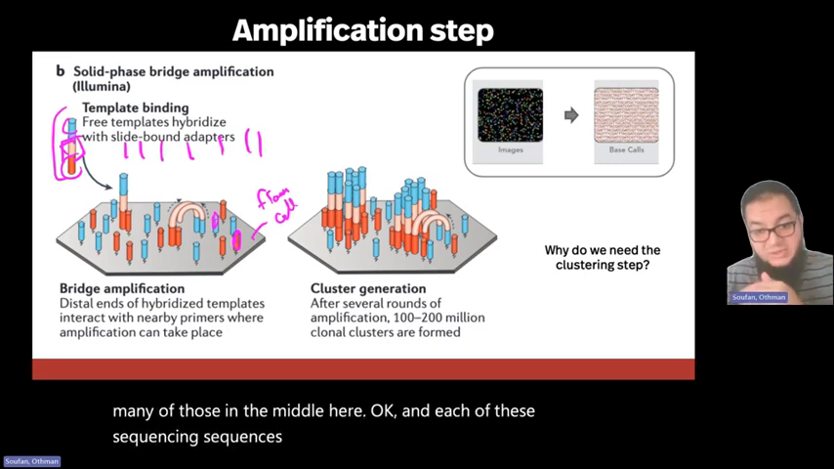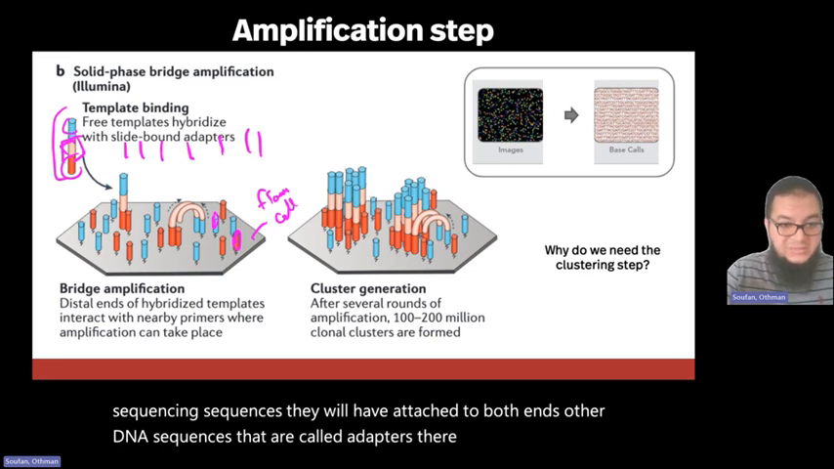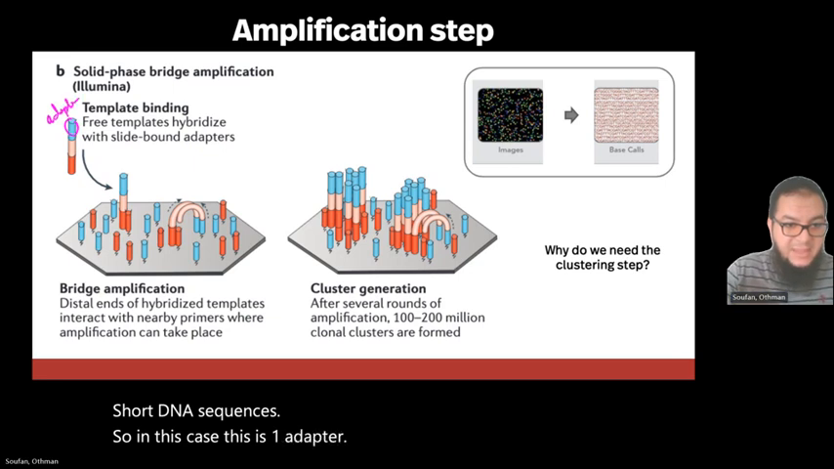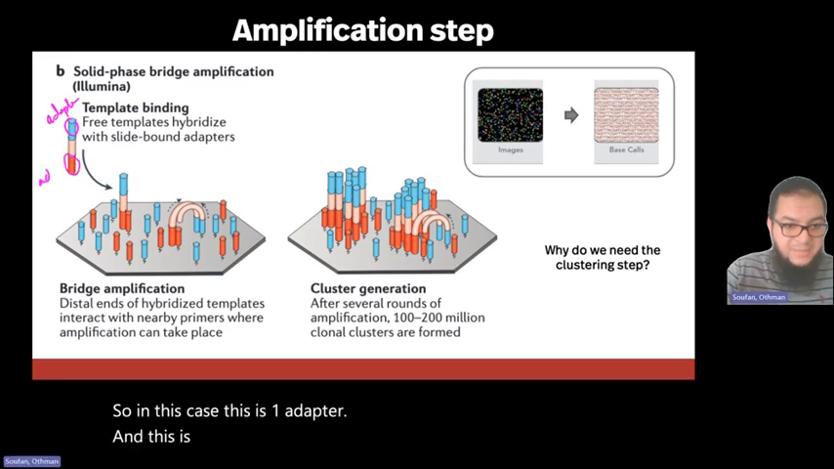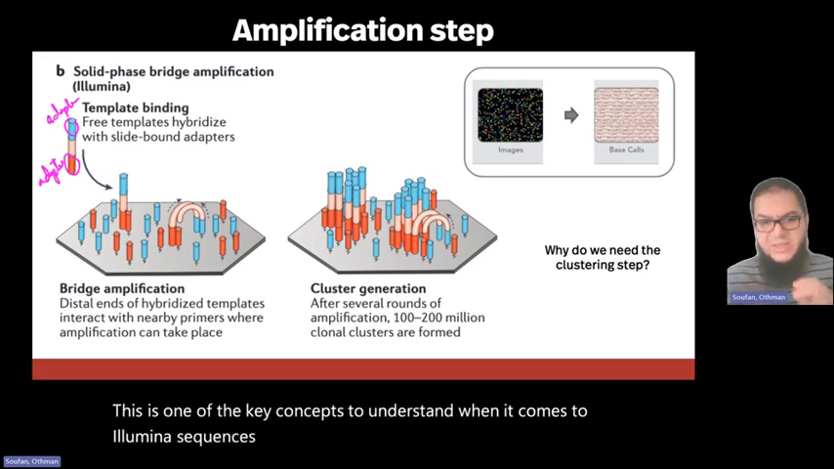will have attached to both ends other DNA sequences that are called adapters. They are short DNA sequences. So in this case, this is one adapter, and this is another adapter. This is one of the key concepts to understand when it comes to Illumina sequencing: short DNA sequences, adapters for short.